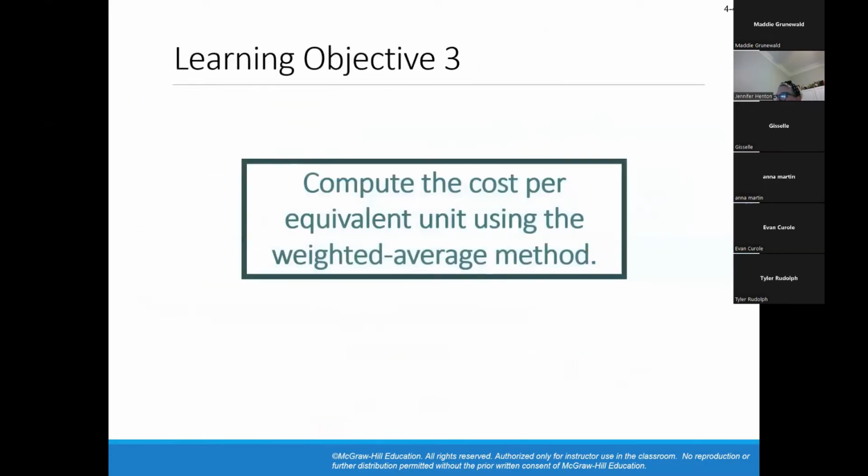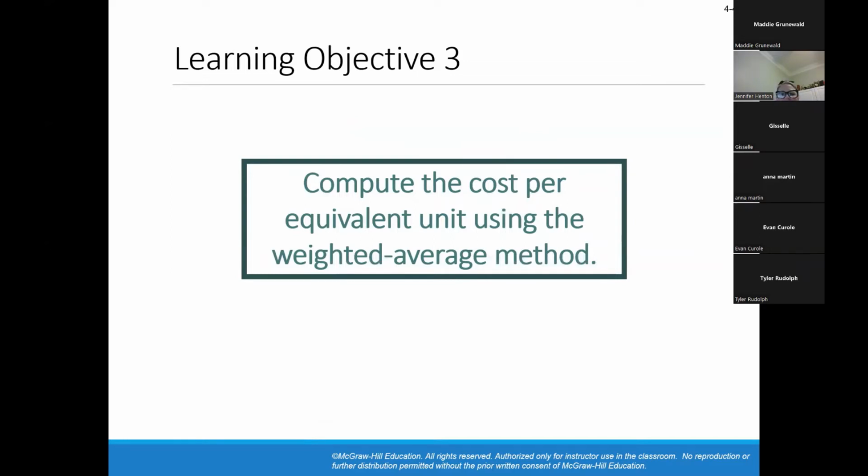Okay, so we didn't really go over anything new on that last slide, but do you understand how to calculate the units? Do y'all have any questions on that? All right, so we're good.